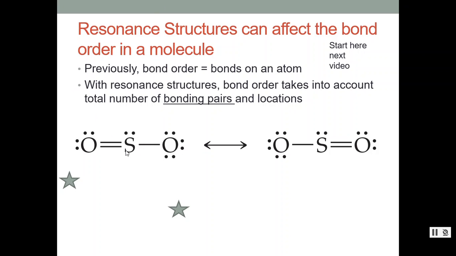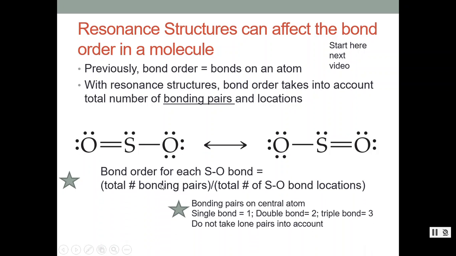When you have resonance structures, to determine the bond order of those species, you have to take into account the total number of bonding pairs or bonding electrons and locations. Another way to calculate that is from this equation: total number of bonding pairs divided by the total number of possible locations. In this example, we have sulfur dioxide, and we want to say something about the character of each SO bond.